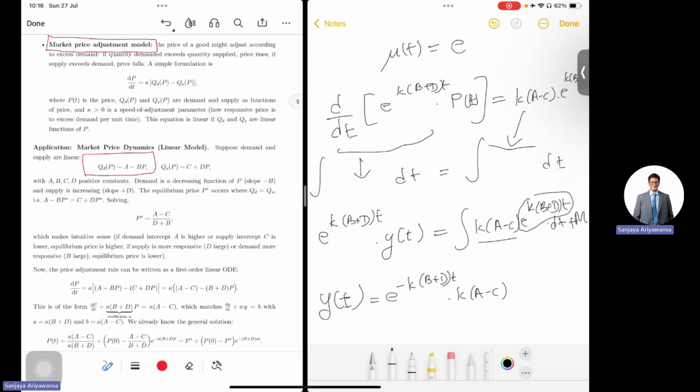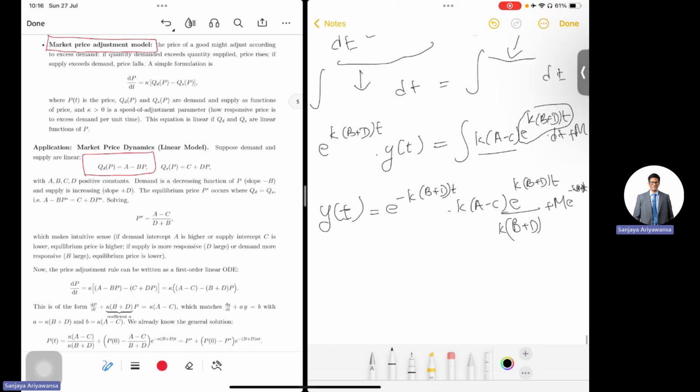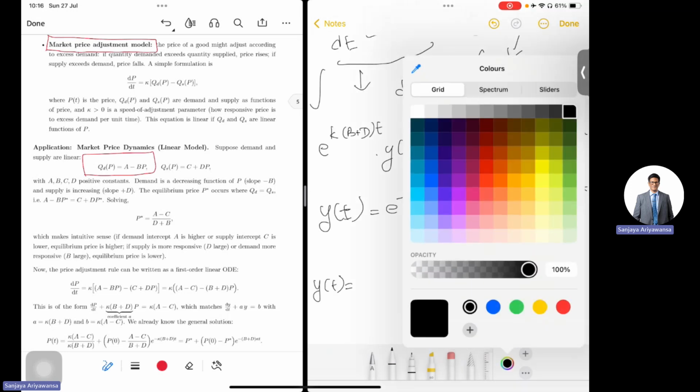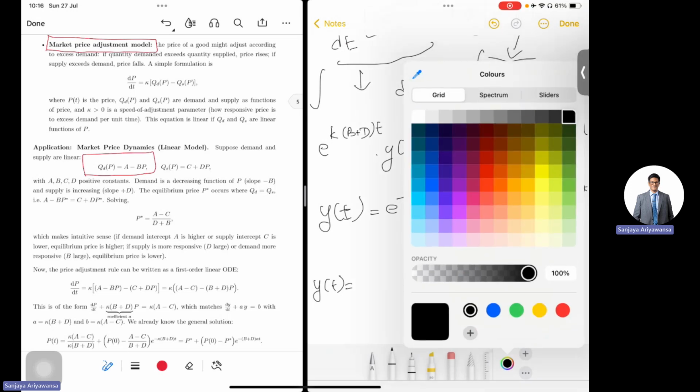e to the power k times (b plus d) times t, which is simply e to the power k(b plus d)t divided by (b plus d) times k. Hopefully I haven't left anything out, plus m times e to the power minus k(b plus d)t. So then y of t equals, you will see that a lot of these terms nicely cancel out.